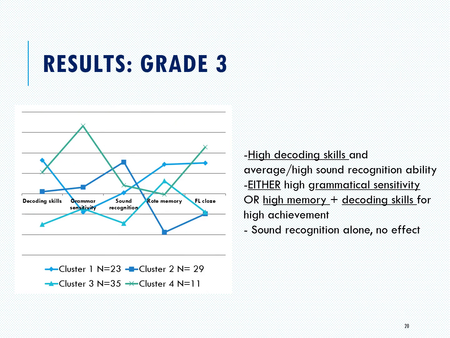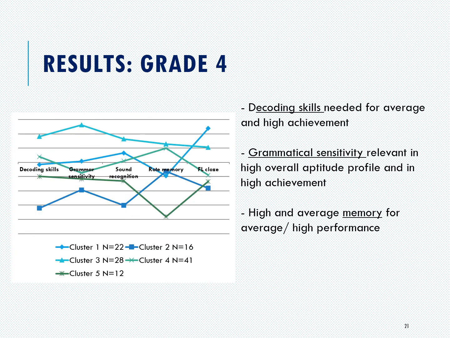Now, when it comes to the clusters, we can clearly see that in grade 3, decoding skills are key for high achievement. And then we have profiles with either high grammatical sensitivity or with high memory and decoding skills, while sound recognition alone doesn't seem to be determinant. Grade 4 presents a similar picture to that of grade 3, with a prominence of decoding skills as well as either high grammar sensitivity or high memory for high English as a foreign language performance.